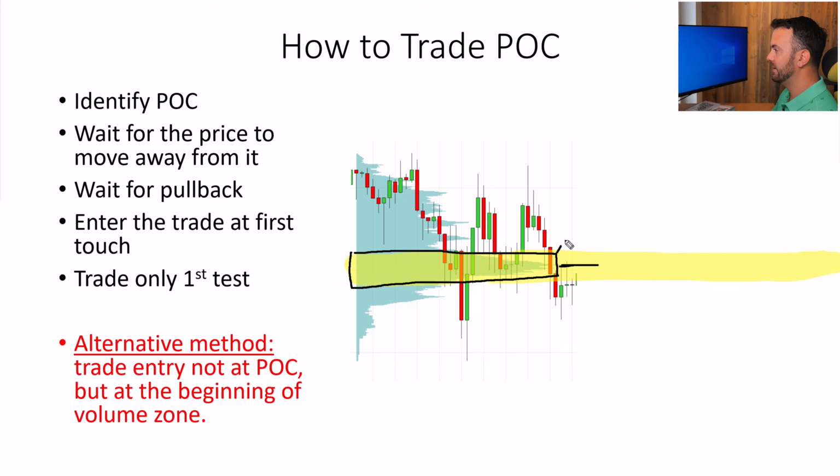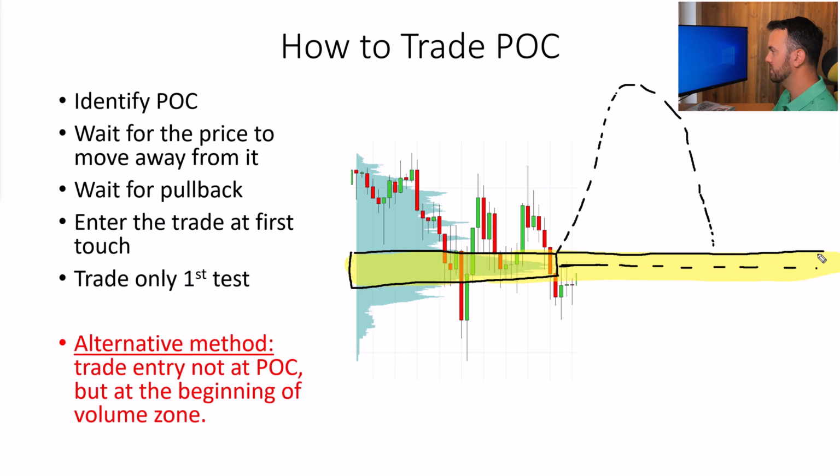So if the price goes up from there, makes a pullback, then I don't actually place my trade at the point of control line, but I place my trade at the beginning of that heavy volume zone, which is here. This is my long trade entry at this place.